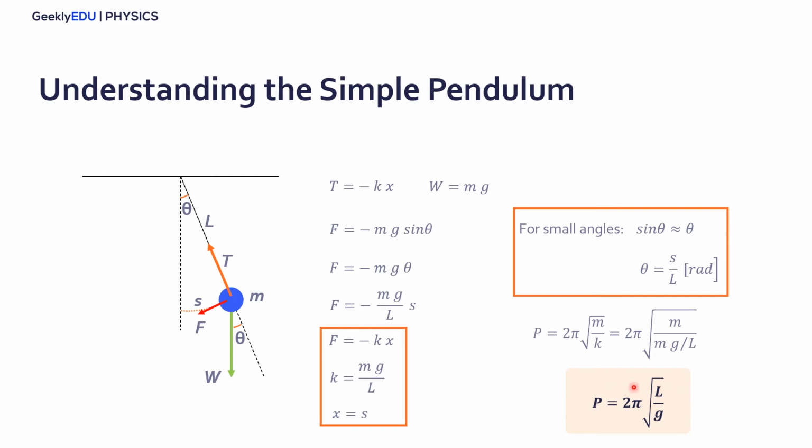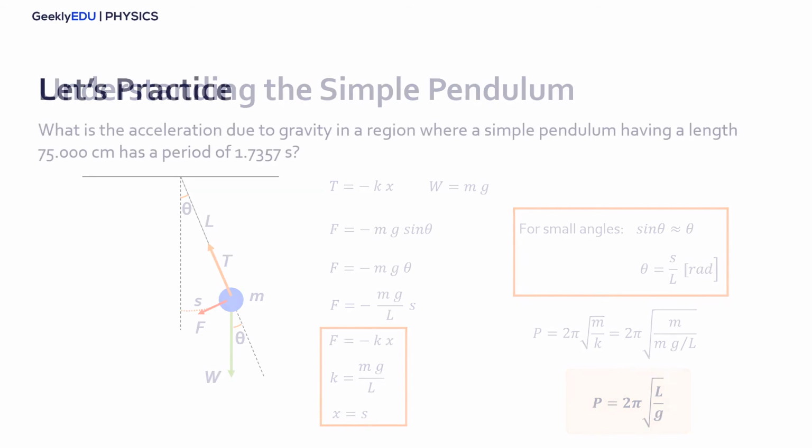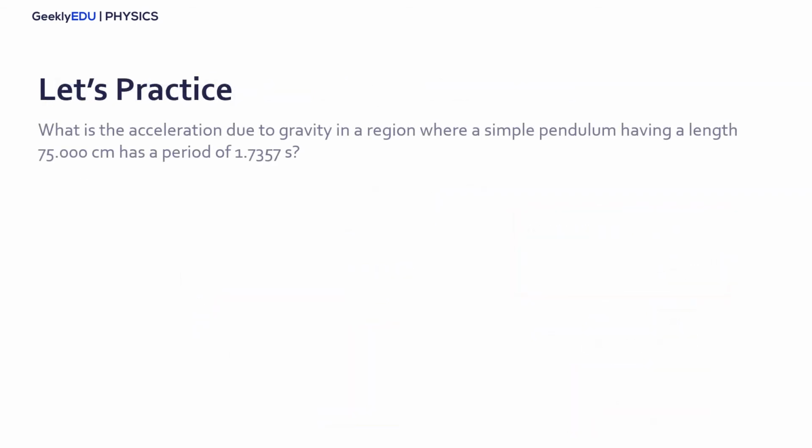And it's very, very useful to us, this formula here, the small pendulums, to calculate the gravity acceleration in any point on Earth. So let's take a look into a very practical example for you to understand it better. Alright, so we want exactly to know the acceleration due to gravity in a region where a simple pendulum having a length of 75 centimeters has a period of 1.7357 seconds. Okay, so let's go.